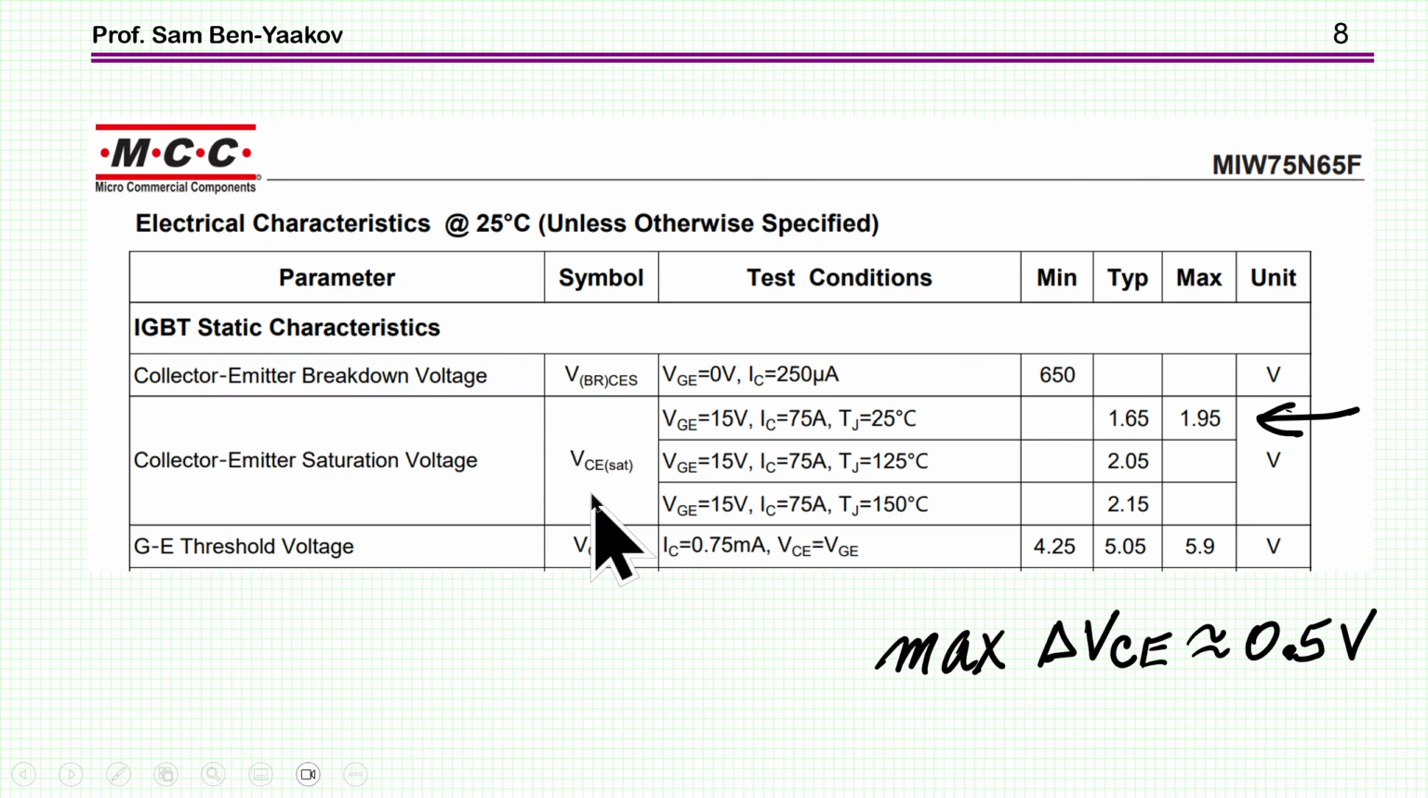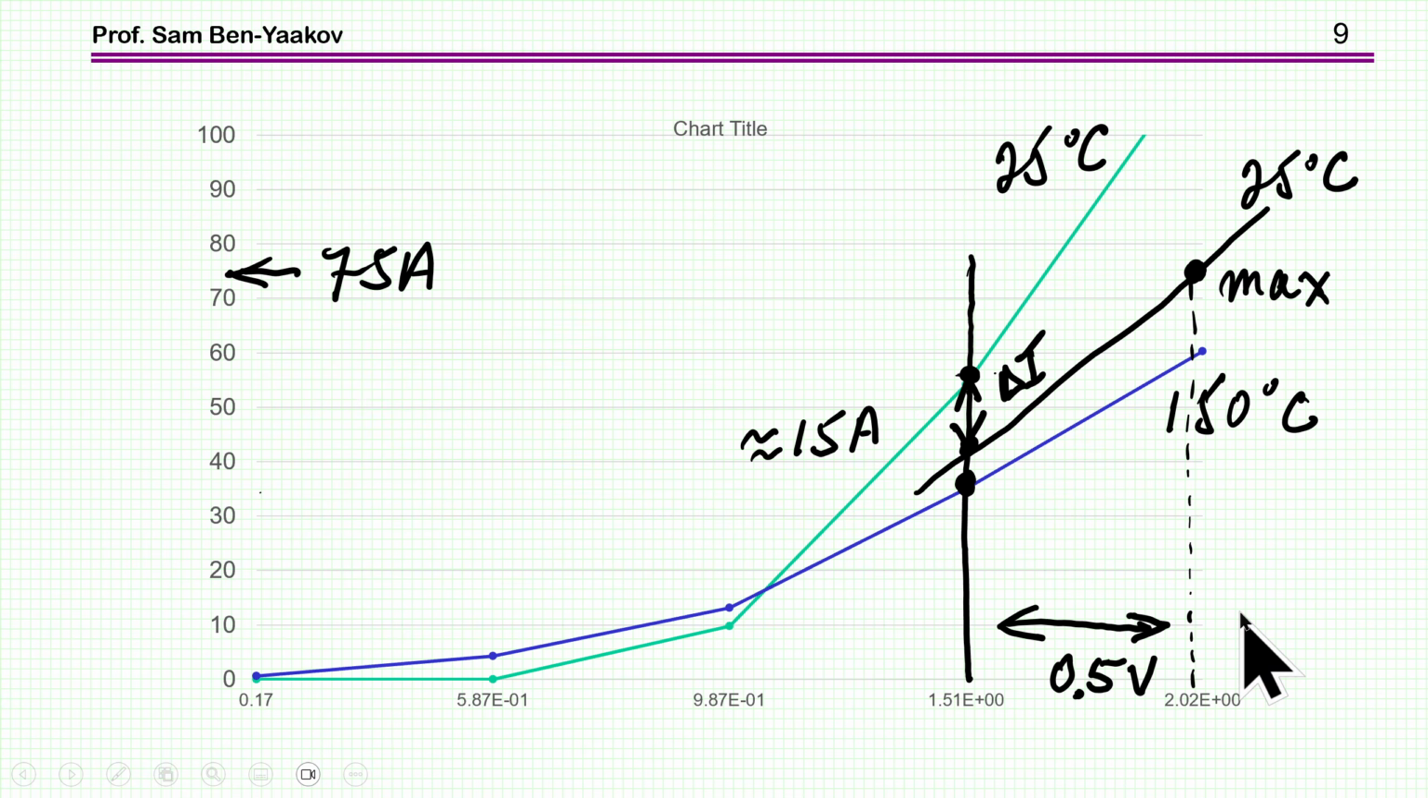So let's have a look now at some parameters that MCC is providing for this IGBT, and in particular, the spread of this VCE. What I see here is that the maximum value is 1.95 and the typical is 1.65 volts. So it's about 0.5, I'm exaggerating a little bit, deviation that you would expect between, say, one unit and another.